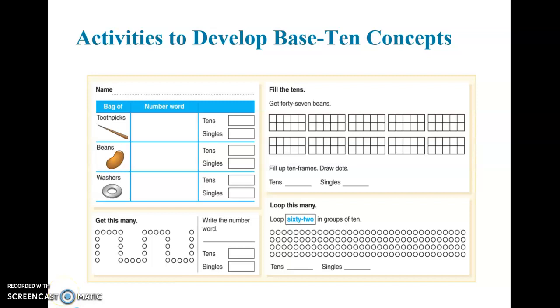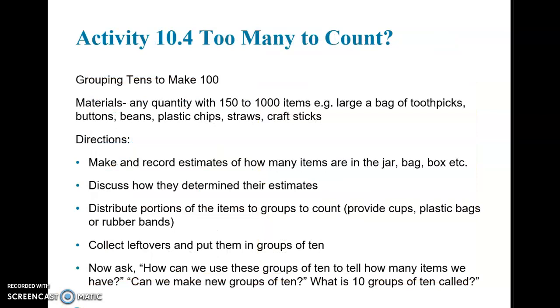Fill the 10s and loop this many activity pages begin with a verbal word or a number word. Students must count the identical amount and then make groups. You can show the students any quantities of 250 to 1000 items.